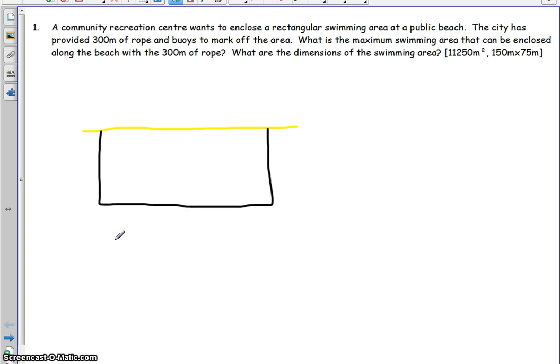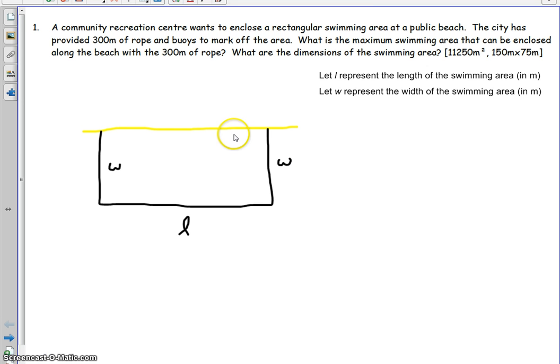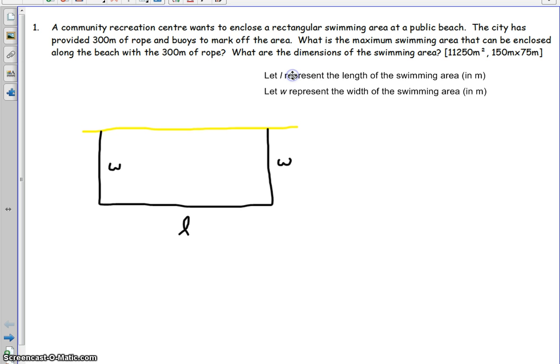We have 300 meters of rope to do so, and we don't know the dimensions. So let's just label the dimensions something. It would make sense if we labeled the length L and the width W. Keep in mind you should always have let statements on there, so let's put some in. So there you have them. Let L represent the length of the swimming area in meters, and let W represent the width of the swimming area in meters.